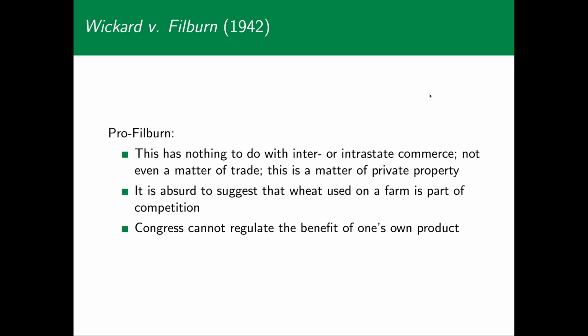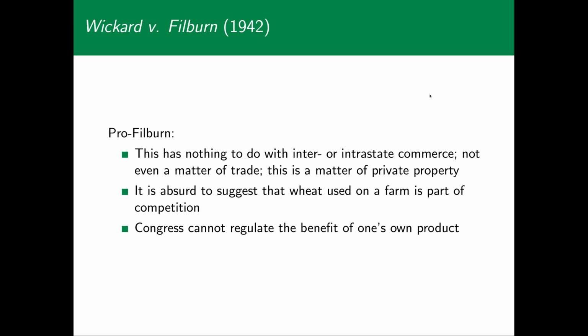Filburn, on the other hand, says this isn't even commerce, right? This isn't even trade. We're not talking whether it's interstate or intrastate. We're not talking about whether it's production or manufacture. It's not even commerce. This is about telling me what I can do on my private property. And Filburn says it's kind of crazy to say that the wheat that I use to feed my kids and my livestock is somehow part of the competition, that it's somehow part of the national supply, because it's a personal supply. So ultimately, the argument is that, sure, Congress can regulate interstate commerce wheat, but they can't regulate whether I benefit from my own product.